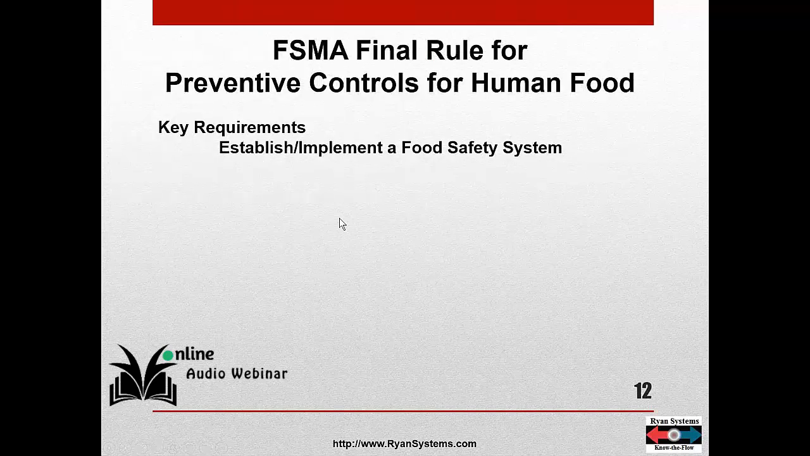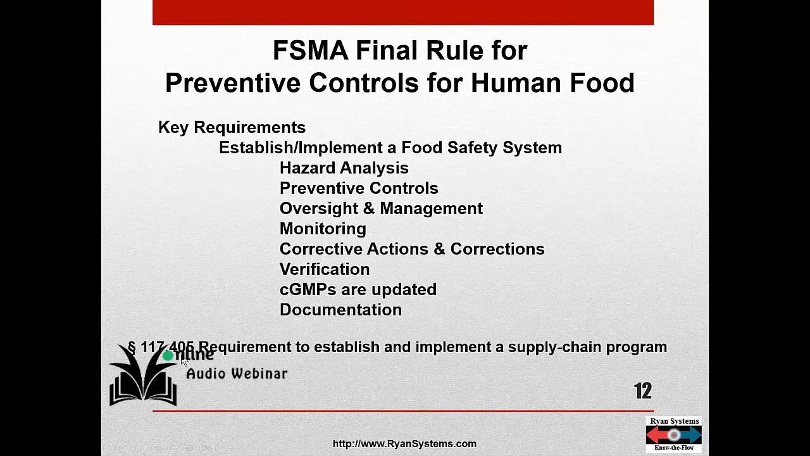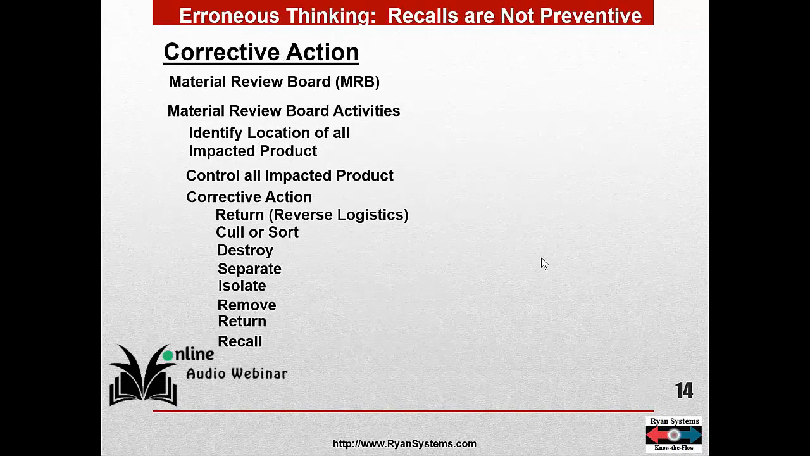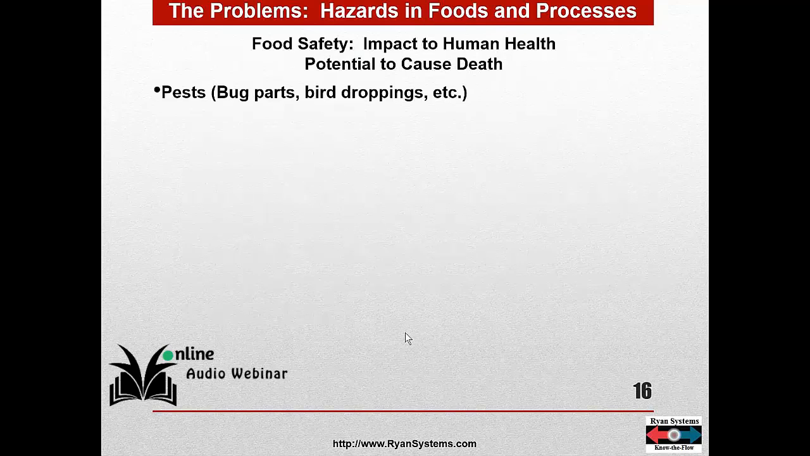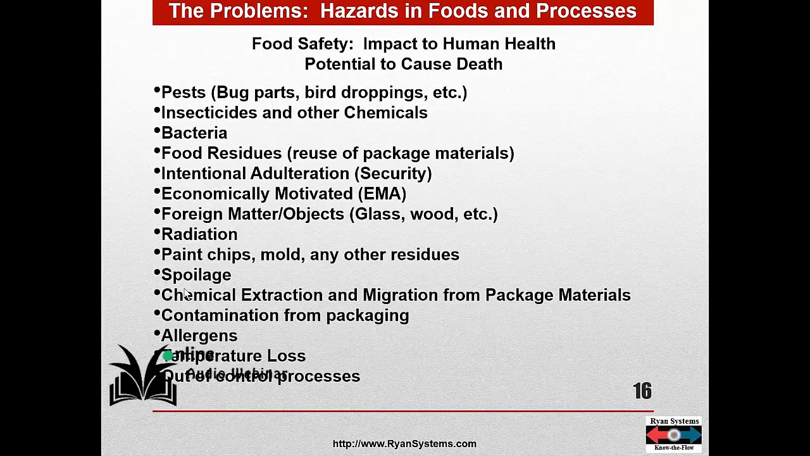So the key requirement is to establish and implement a food safety system. Section 117.405 establishes a requirement to establish and implement a supply chain program. There's a difference between corrective actions and preventive actions, okay? All right, what kind of hazards do we have? Biological, chemical, physical in our processes. Here are some of them: bugs, pests, insecticides getting in the food, bacteria, and contaminated or adulterated inputs from suppliers. That's what we're talking about today.